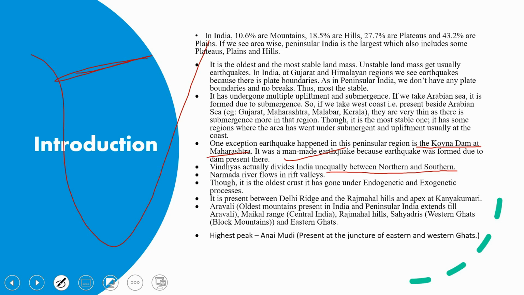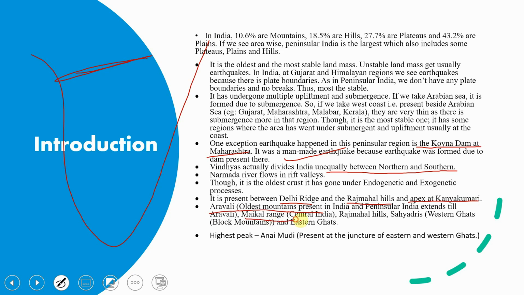Though it is the oldest crust, it has gone under endogenetic and exogenetic processes. Exogenetic will be outside, endogenetic will be inside. So it is present between the Delhi Ridge, Rajmahal Hills and apex at Kanyakumari. These are the points that you have to remember. Aravali is the oldest mountain present in India and the peninsular region. We will see all these things on the map.